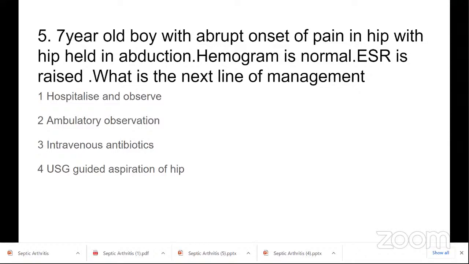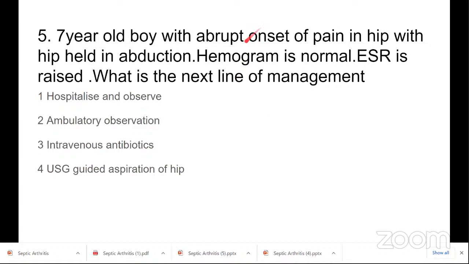7-year-old boy with the abrupt onset of pain in the hip, with hip held in abduction, hemoglobin normal, ESR is raised. What is the next line of management? Read the question carefully. Though the question is long, it carries enough information. Quickly, you can take the answer.